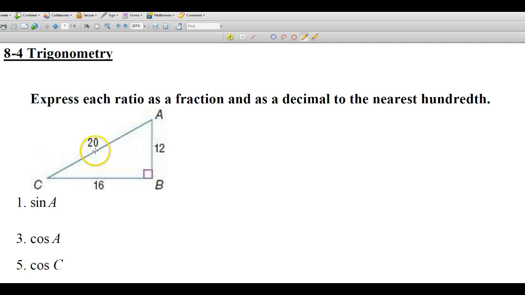This is lesson 8.4, trigonometry, starting on page 573. Express each ratio as a fraction and as a decimal to the nearest hundredth. Number one, the sine of A. So we need to remember SOHCAHTOA. Sine is opposite over hypotenuse.